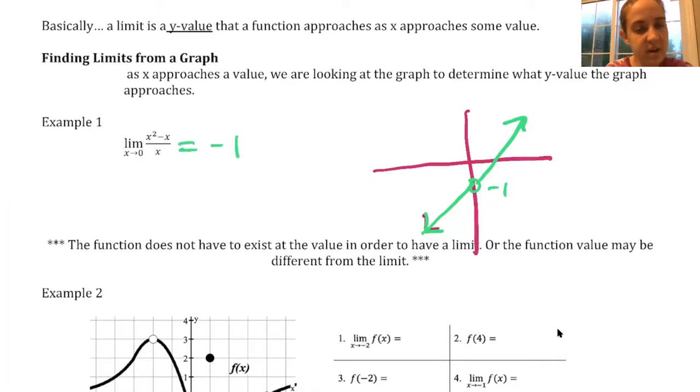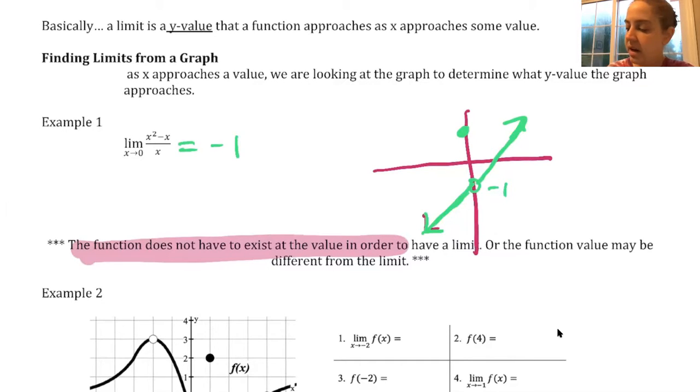Now, we're going to have other ways to solve limit problems later, including using algebra, but we're just going to look at graphs today. So this is really important. The function does not have to exist at the value in order to have a limit. The function doesn't have to exist, or the function value may be different from the limit. So if I go back to this example up above, you could actually have a closed circle up here. It's still a function, but the limit would still be -1. You want everything that follows that pattern, that nice curve or that nice line.